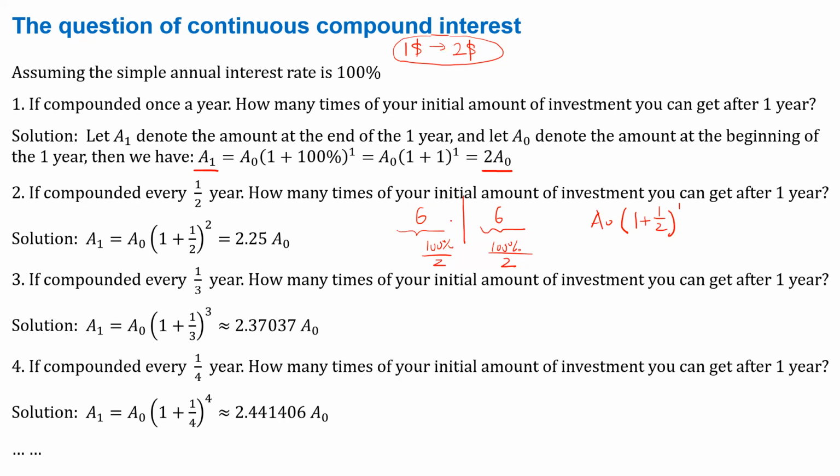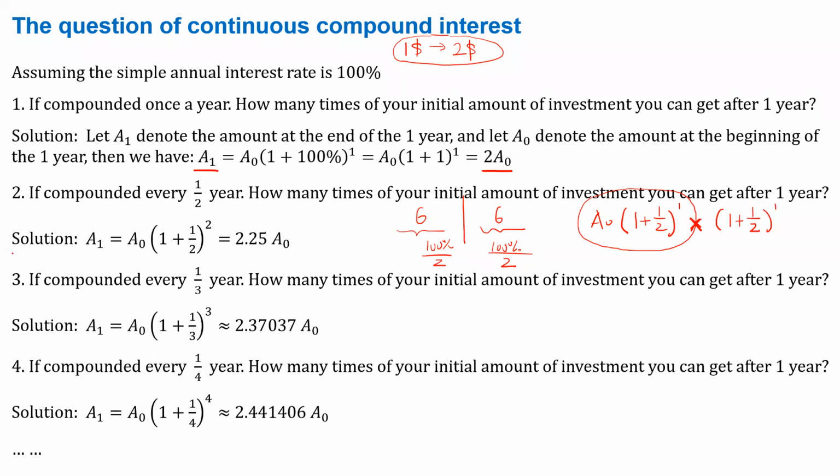So at the end of the 6 months, you get your interest and you use this interest as your investment and put them into the bank again. And the interest will also yield new interest, right? So now this is your investment for the next 6 months. Then at the end of the 1 year, your money will become this investment times 1 plus 1/2 to the power of 1, right?